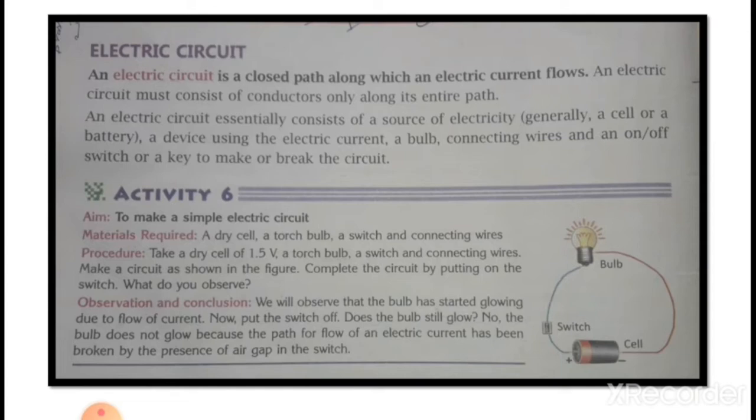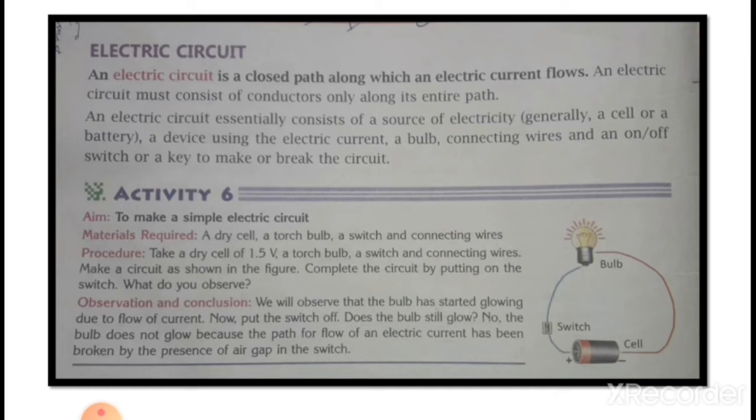So, children, we are discussing electric circuit. Electric circuits are nothing but the closed path along which an electric current can flow. That is, the path of the electric current is known as electric circuit. Each and every device that we are using in the electric circuit must be conductors. That is the essential thing that we have to take care of while connecting any circuits.